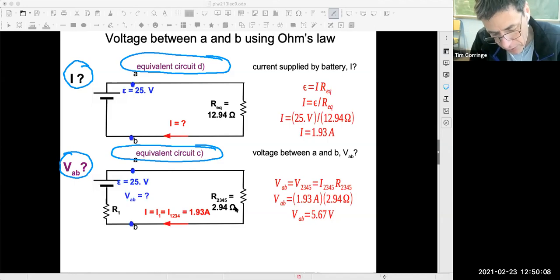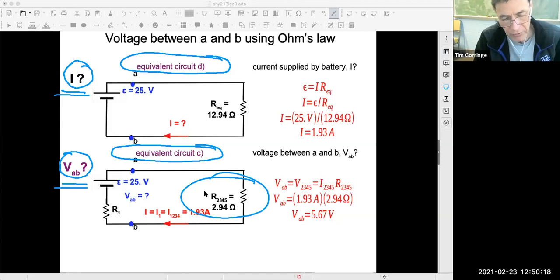Okay, so let's find that. Firstly, let's find this current that's coming out of the battery, and then let's find this potential, which you can think of as across this combination of resistors. We're going to do those two things.